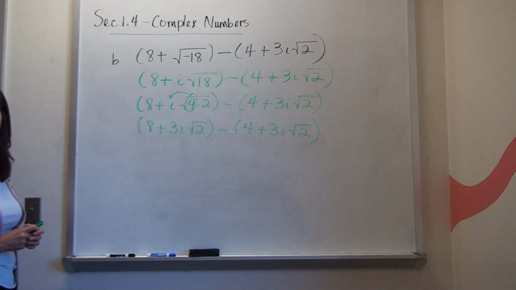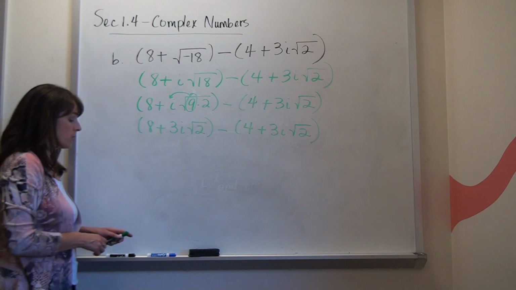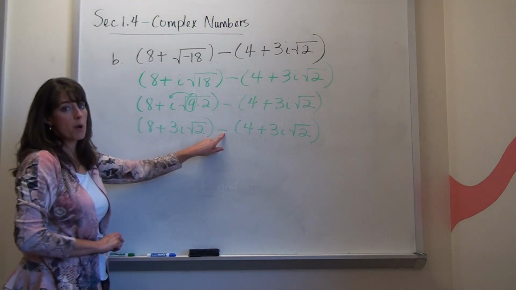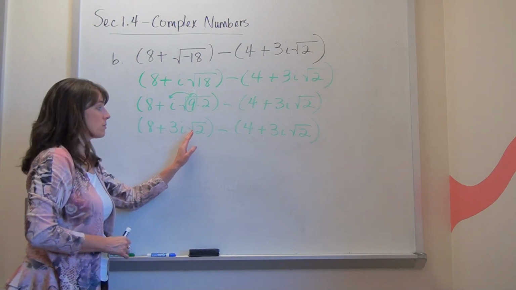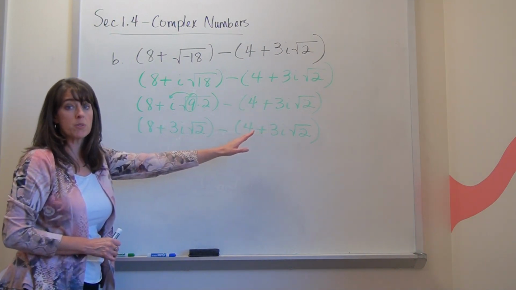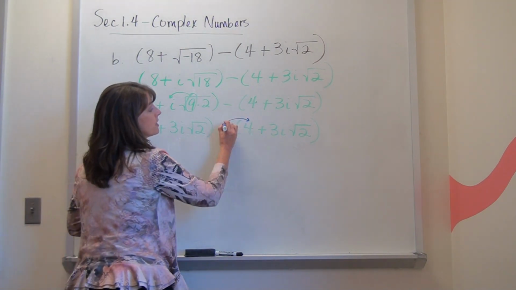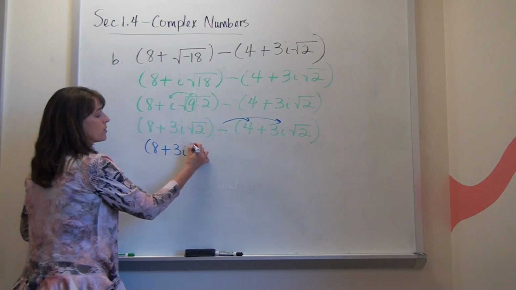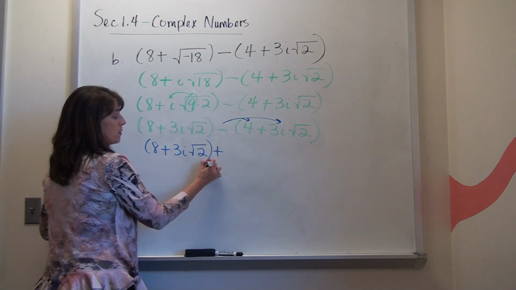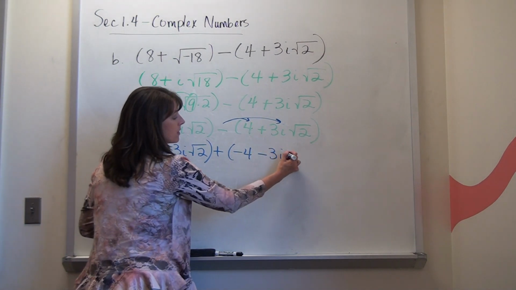And now that's looking a whole lot like what we had before. So I'm going to combine up the real parts, combine up the imaginary parts. The only problem is that this is a subtraction problem, but we know that if this i was an x, we would just simply distribute that negative through the second parentheses and turn it back into an addition problem. So that's what I'm going to do. I'm going to distribute the negative through. And when I do, I'll have 8 plus 3i square root of 2 plus, now I'm distributing the negative through.